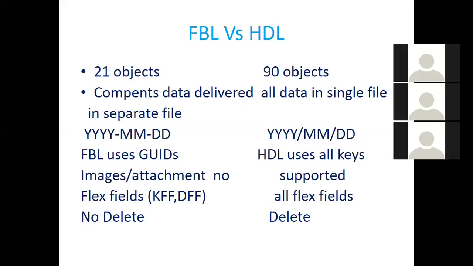In Fusion applications, we have 4 types of keys. If you are using FBL, only one key will be supported, that key is GUID keys. GUID keys are automatically generated when you are trying to load an object. HDL supports all keys. What are the 4 types of keys? One is GUID keys, second is user keys, third is surrogate key, fourth is source key. I will explain that later, when you are going for the HDL topic, I will explain all the keys.